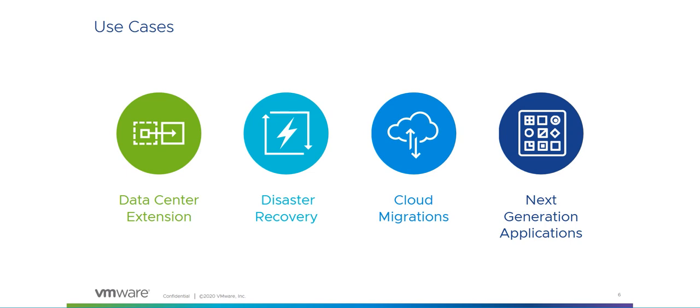And then around next generation applications, we fully support Tanzu Kubernetes Grid Plus on VMware Cloud on AWS. And we'll be expanding that to more and more services over time. So you can also take those applications and modernize them in place right in the platform.